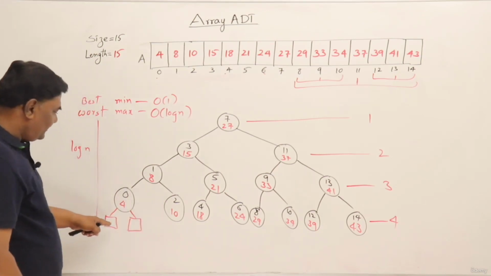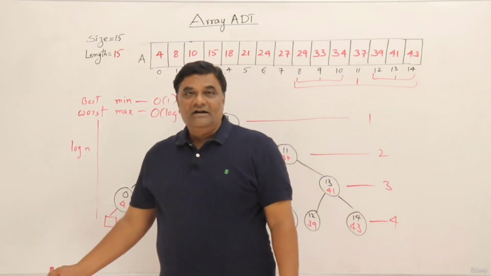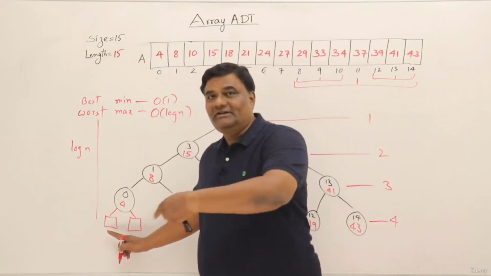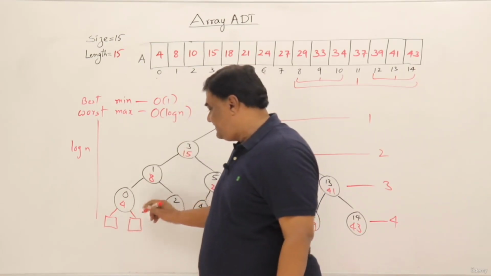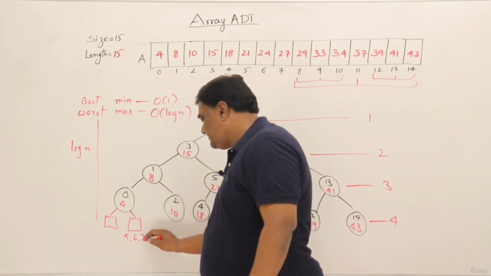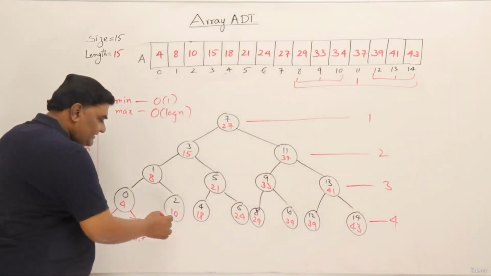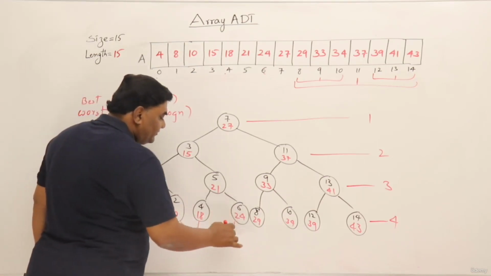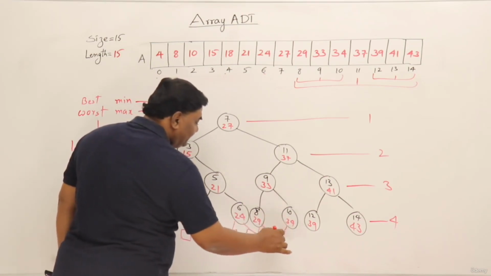So this node, the squared node that I am showing, represents unsuccessful searches. This node represents all those elements which are smaller than 4, which are not there in the list. And this represents all the elements that are in between 4 and 8. So those are 5, 6 and 7. These three elements it is representing. Similarly, we can represent the nodes here for all those elements which are not there in the list.